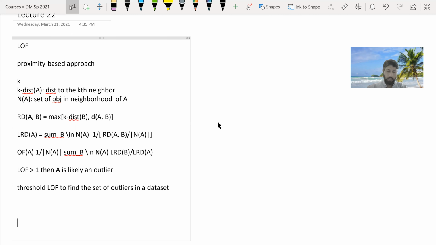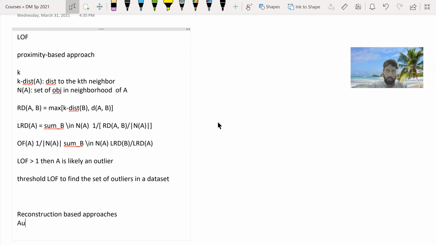Okay, so now let's move on to another approach. This approach, category-wise, is called reconstruction-based approaches. But the most popular technique in this is the neural network based autoencoder outlier detection. But the principle that it uses is the principle of reconstruction. So let's go through this idea step by step.